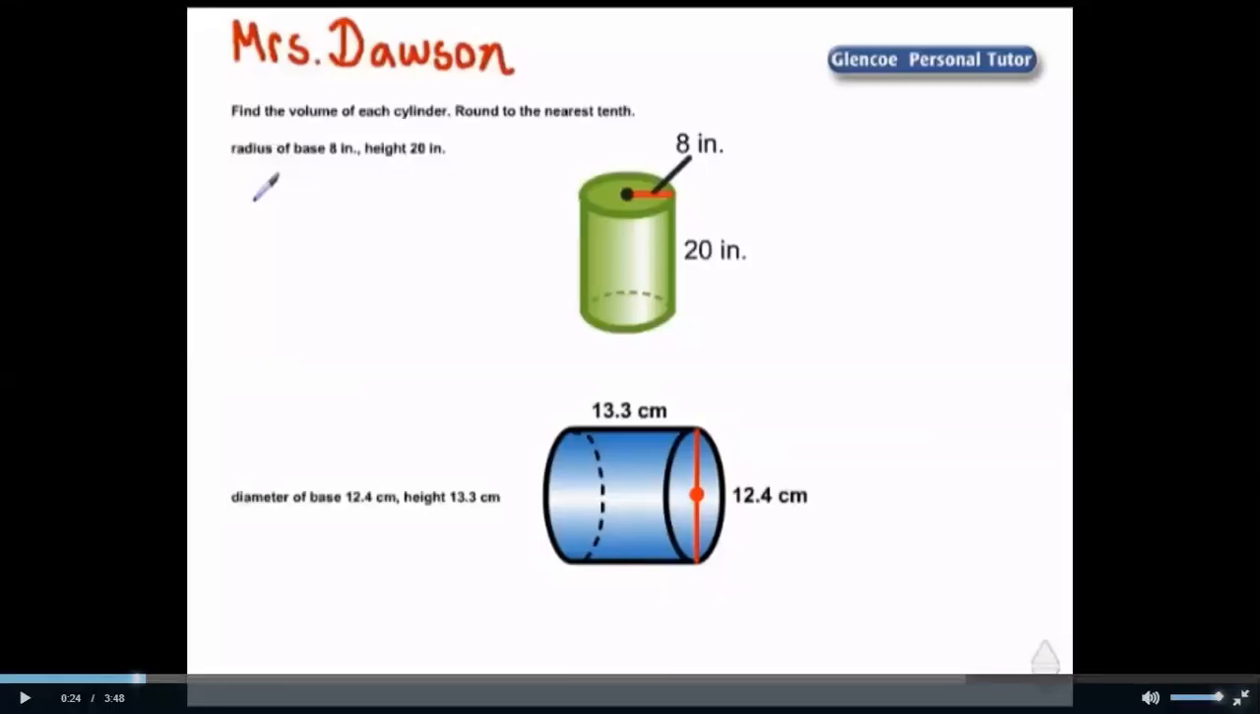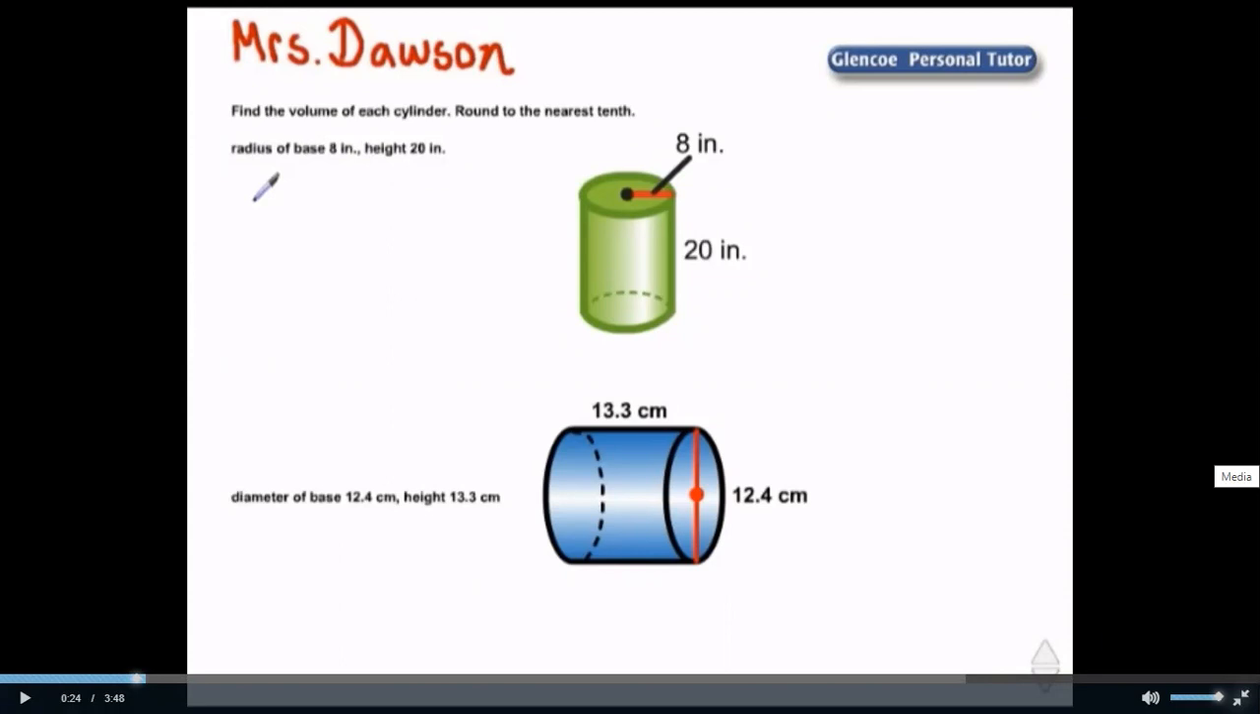All right, it's time to start looking at volume of some cylinders. We started talking about volume of three-dimensional figures, and those three-dimensional figures were rectangular prisms and triangular prisms. And we said the area of the base was part of the formula, and then the height of the prism was the other part of the formula.